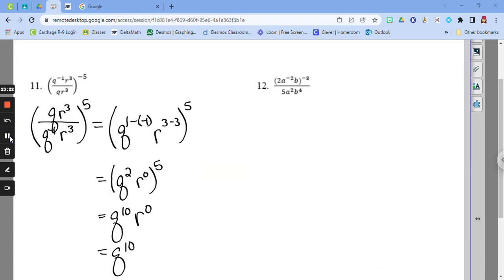All right, on 12. Again, I have a group of negative exponents. So I'm going to move that whole group to the denominator. Nothing changed inside the parentheses. The only thing I changed is that exponent outside is now at positive 3. So use the power rule. See what you can come up with on this.